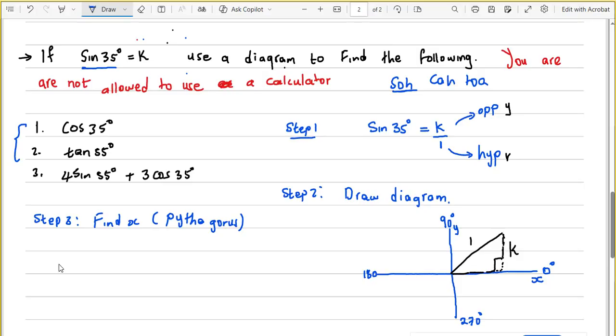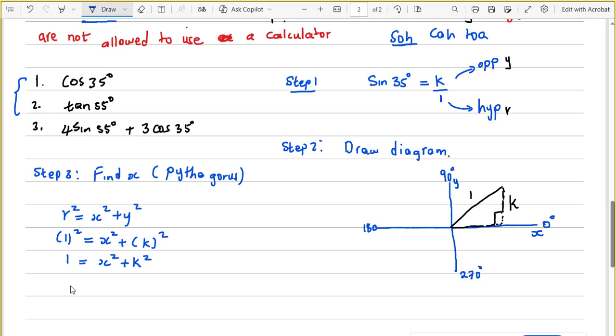Pythagoras says r squared is equal to x squared plus y squared. So where there's r, we sub in 1. Where there's x, we leave it like that because this is what we are looking for, plus y, which is k. So this will be k squared. So this is the same as 1 equals x squared plus k squared. We are looking for x. We need to move the k squared to the other side.